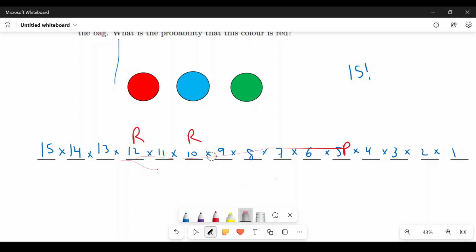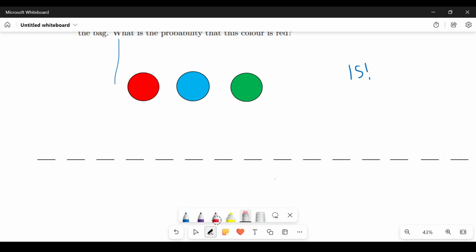So let me just erase this. All right, so we've established that 15 factorial is sort of a starting point. But let's talk, for example, about the fact that perhaps in one of those 1.3 trillion possibilities, I got a red marble in the 4th spot, a red marble in the 7th spot, and a red marble in the 11th spot, right? And then green and blue are elsewhere.